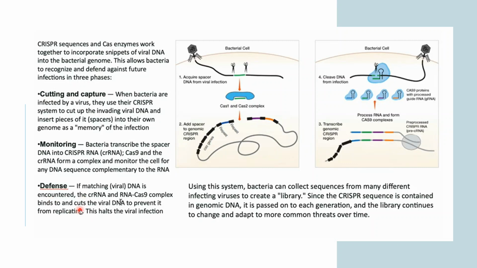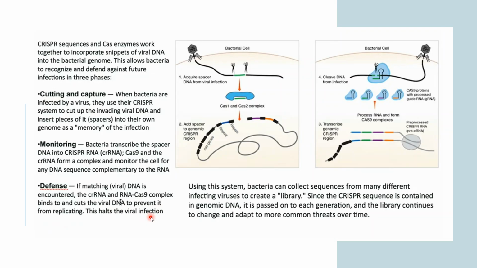Third one is the defense. So what is meant by this? So here this is the transcription which is happening. First of all, this transcribed genome CRISPR region is processed into a CRISPR RNA. So you will get a CRISPR RNA after transcribing the DNA which contains the viral infection DNA as well. So, if matching viral DNA is encountered, the crRNA and Cas9 complex binds to and cuts the viral DNA to prevent it from replicating. This halts the viral infection.